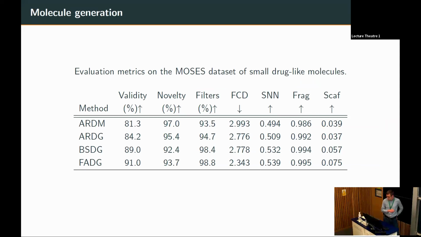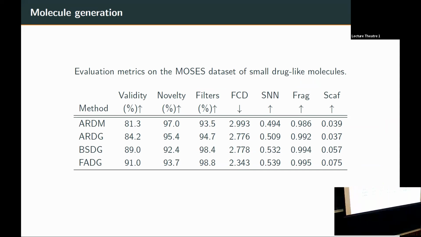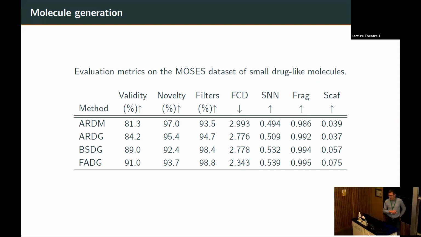And yeah, a table with numbers, never fun to watch, but just to show some results. So we apply this to generating molecules based on the Moses dataset, which is one of the benchmark datasets in this domain. It consists of some 2 million small drug-like molecules. Based on that, we try to build a generative model that can simulate new, plausible molecules, essentially.